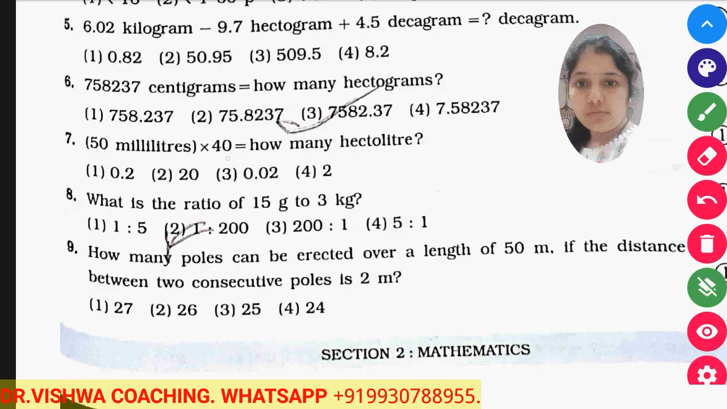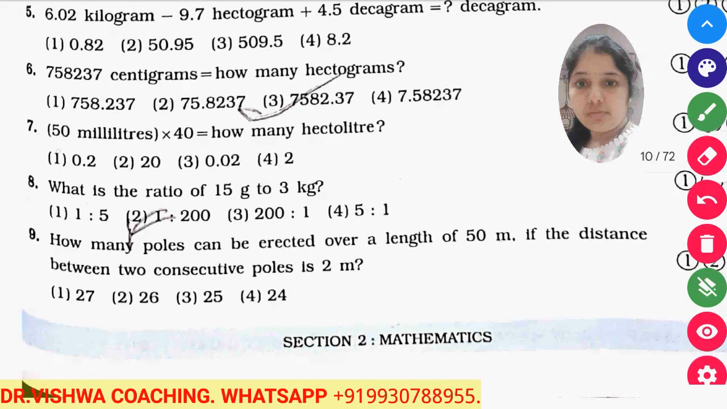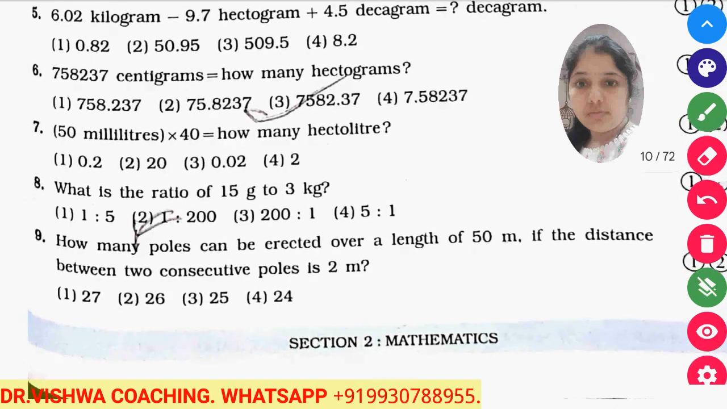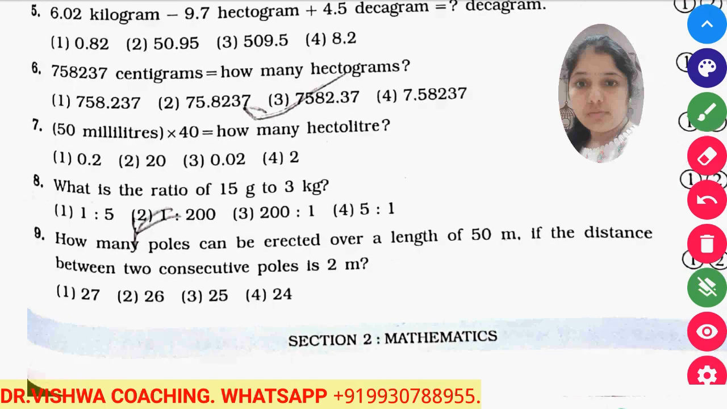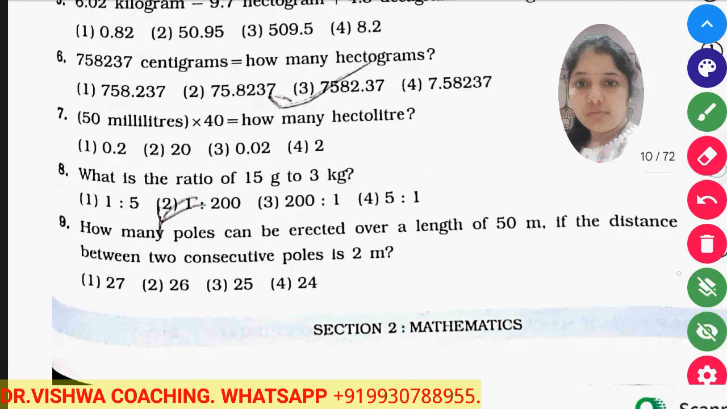Now 50 milliliter into 40 is equal to how many hectoliter? Now you have to first multiply, your answer will be in milliliter. Now after you get your answer, you have to convert it into hectoliter. Okay, so now how you will convert, I will just show you this also.